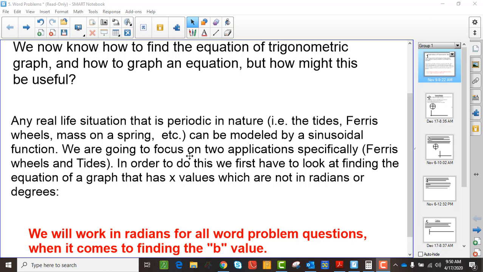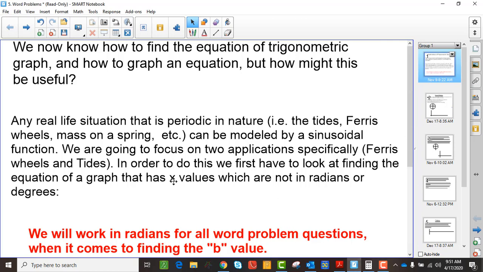And that means that we have to then decide what our b value is going to be reported in. Is it going to be reported in radians or degrees? Our b value is going to change. So we're going to work in radians for all word problems, just so that we always find the b value using a ratio of pi.